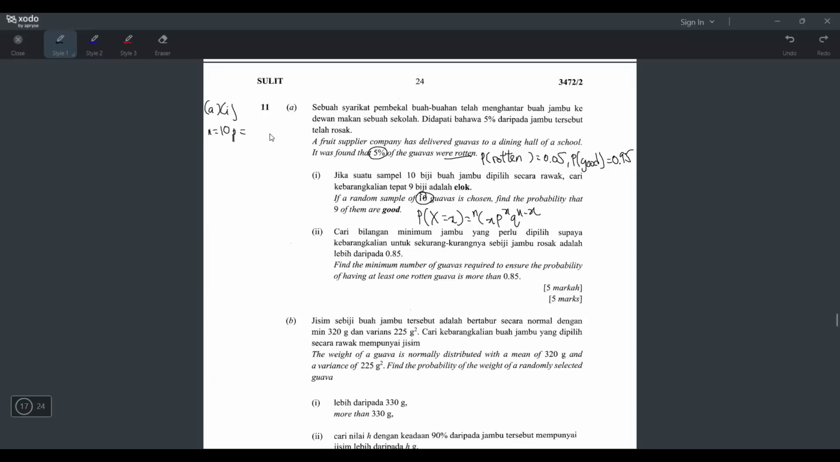P is the probability of success. Q is the probability of failure. So you have two probabilities, but which one is success, which one is P, which one is Q? Okay, you have to look at what you want to find. You have to look at the last line here.